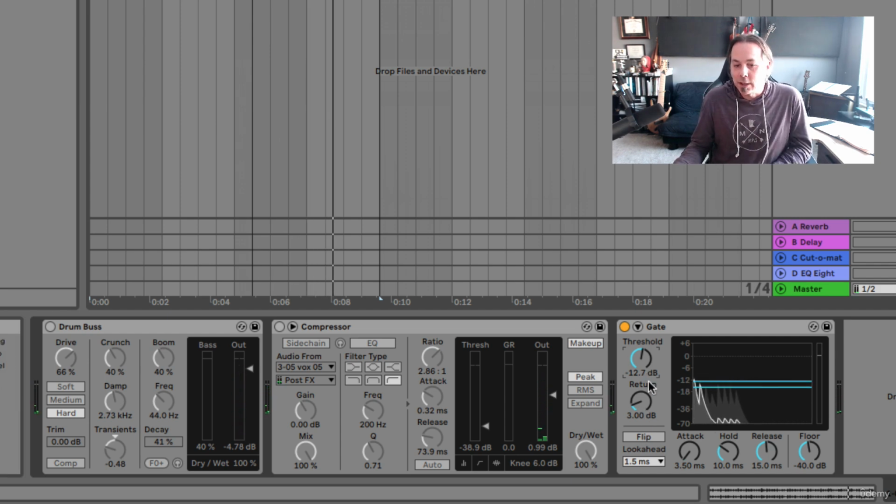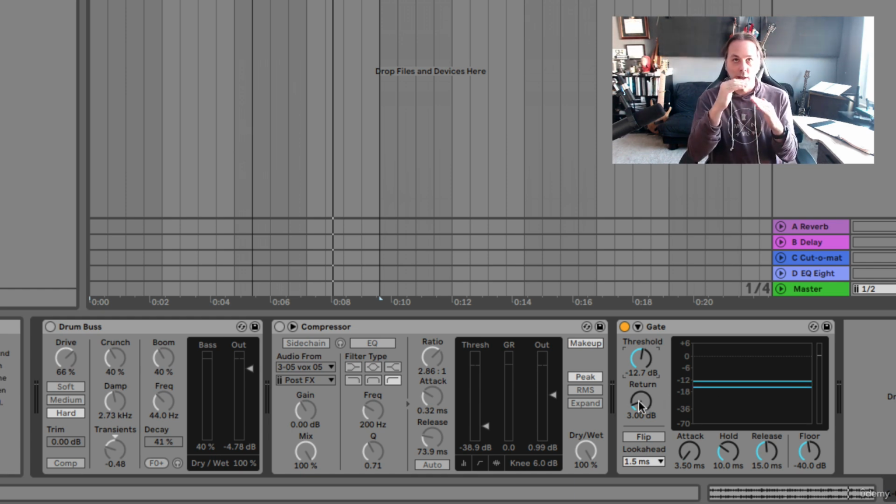Other things in a gate are the return. The return is this lower line. You can set that to be different than the threshold. So you have two lines, the threshold and the return. So the sound goes up above the threshold and we play it. It stays up there, it keeps playing. It drops below the threshold, it can keep playing, but if it drops below the return, it stops. Right? So that gives us a little bit of flexibility on the way down.